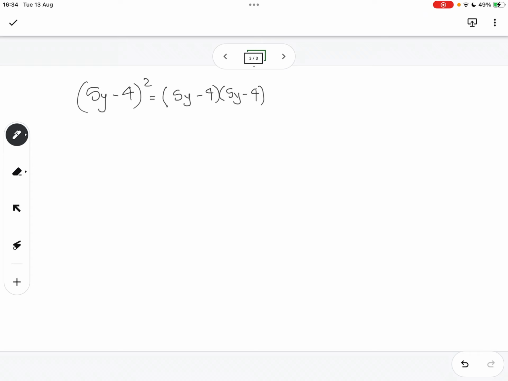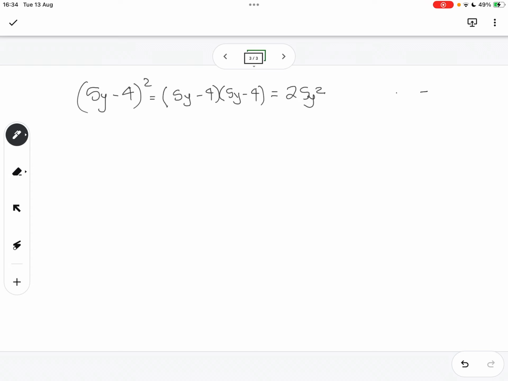Write out both brackets. So we've taken (5y minus 4) all squared. Then we write it out like that. Right? Then what we can do is multiply each. So 5y times 5y will be 5 times 5, which is 25. y times y, it's y squared. So we've squared the first term, 25y squared.